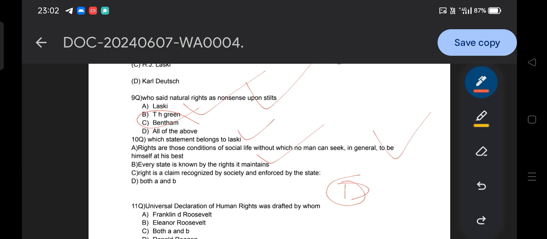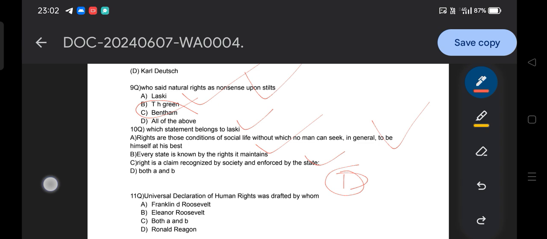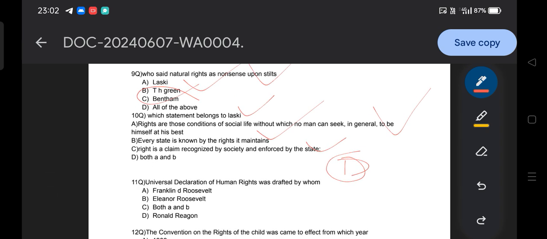Then the third statement belongs to whom? Who will tell me? A right is a claim recognized by society and enforced by the state. It is basically the concept of Bosanquet. Okay, Bosanquet.